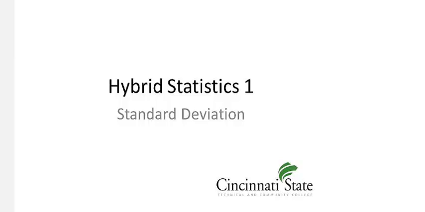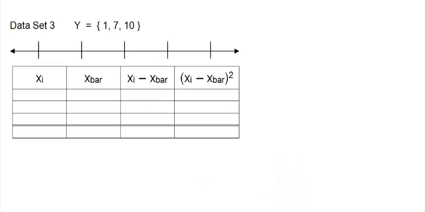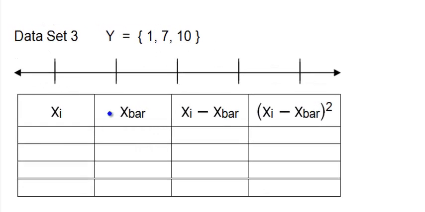Hello and welcome back to the second video involving how to compute standard deviation. We're going to begin with Dataset 3. First thing we want to do is take these values and put them on our number line. So if you recall, this was 0, 5, 10, 15, 20. So we have a value of 1, which would be here, a value of 7, which would be somewhere around here, and then we have 10.